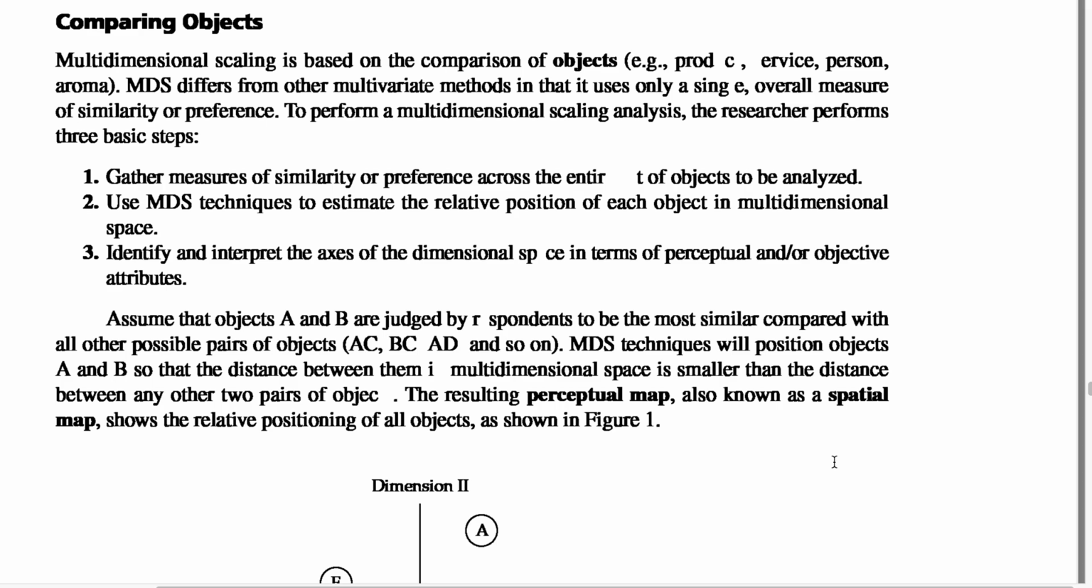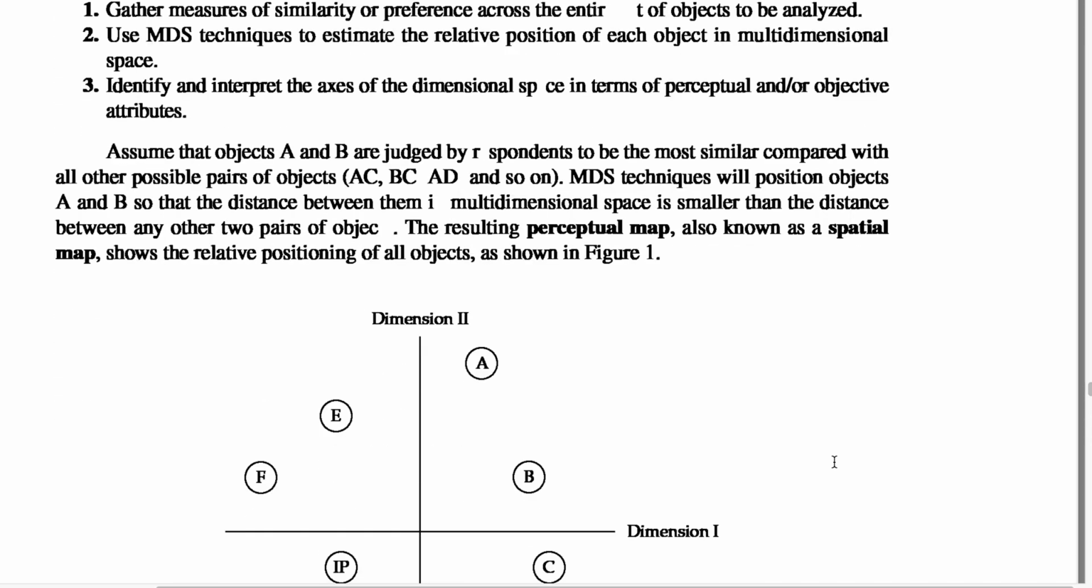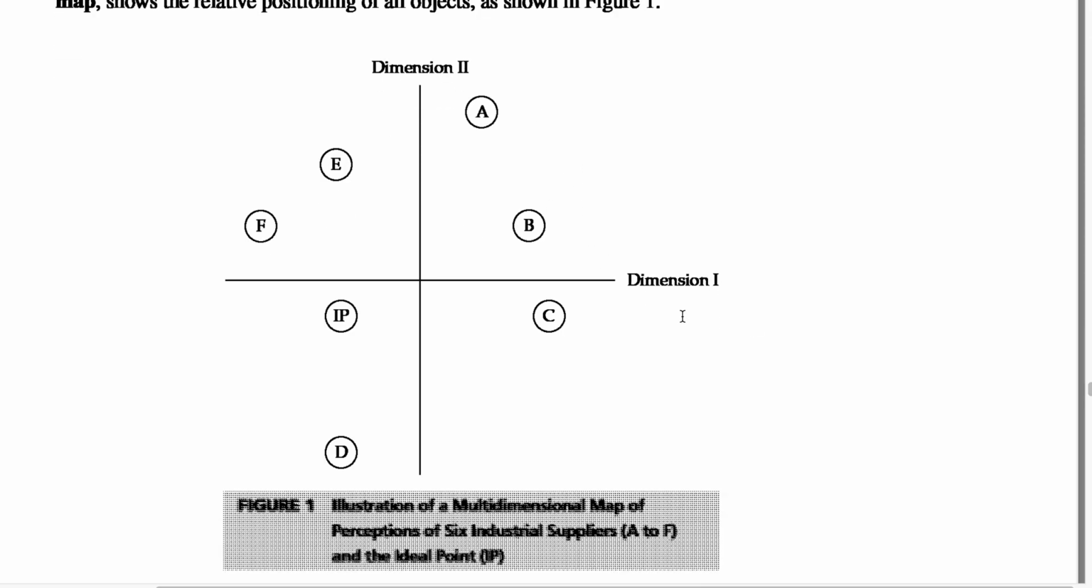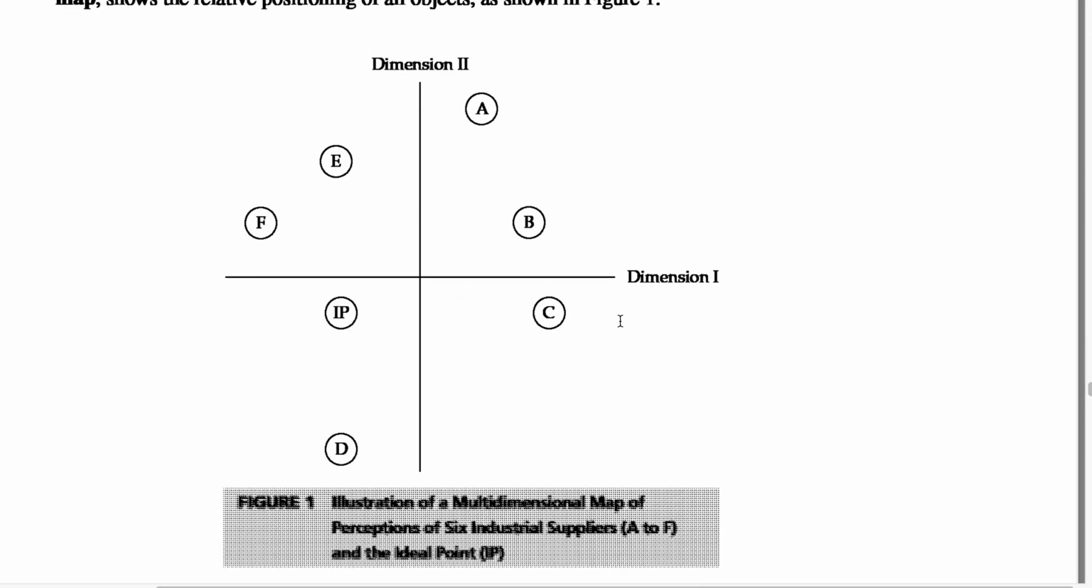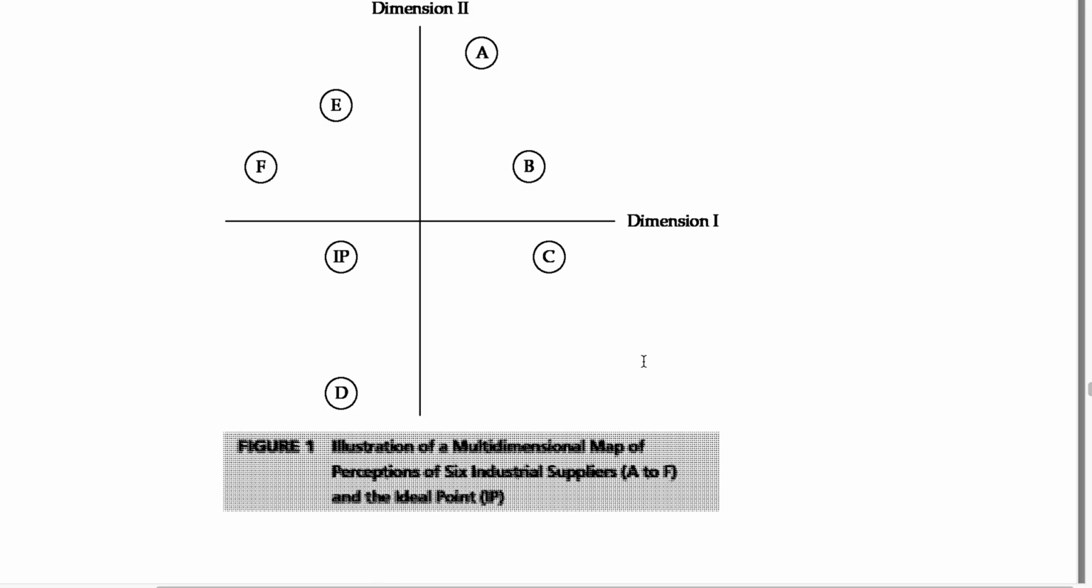The resulting perceptual map, also known as the spatial map, shows the relative positioning of the objects as shown in figure 1. This is dimension 1, this is the negative and this is the positive. Multidimensional scaling in figure 1 illustrates a multidimensional map of the perceptions of six industries supplied, A to F, and the ideal point.